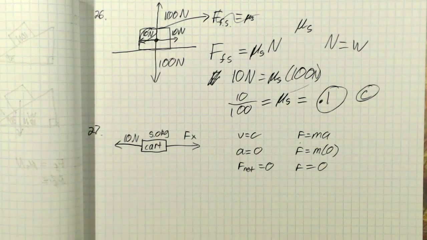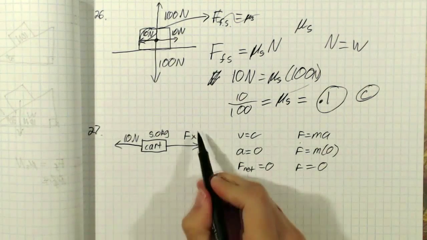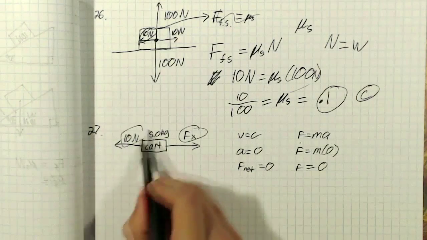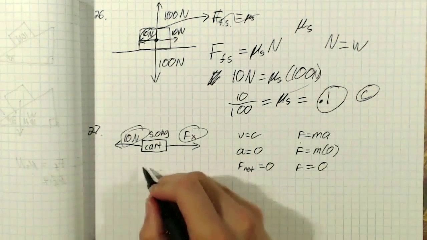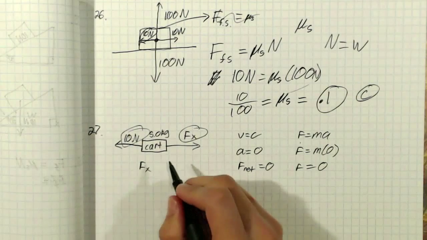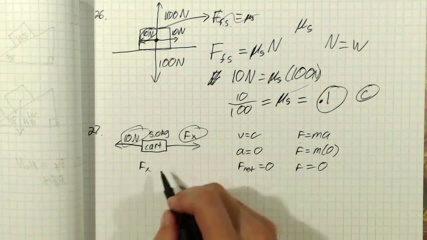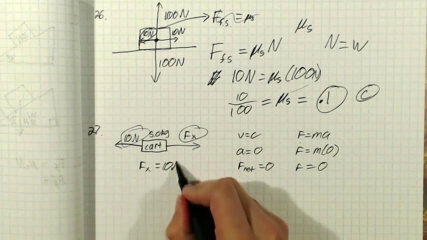So, since we know our net force is 0, we know that this force has to balance out this force, which means they have to be equal. So the horizontal force on the handle has to be 10 newtons, which is B.